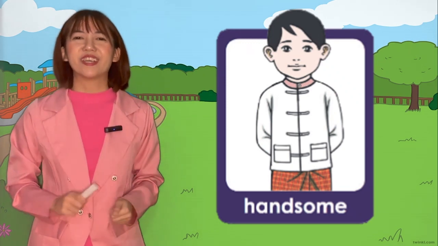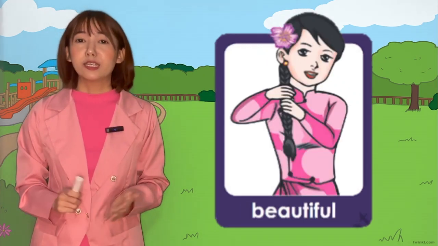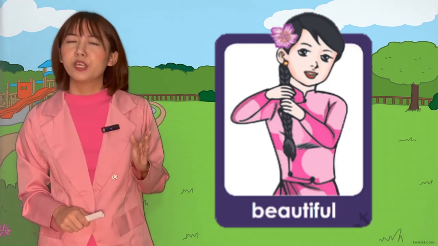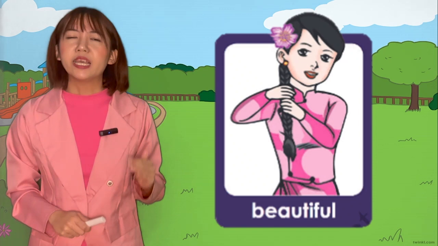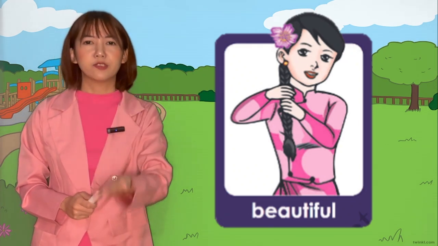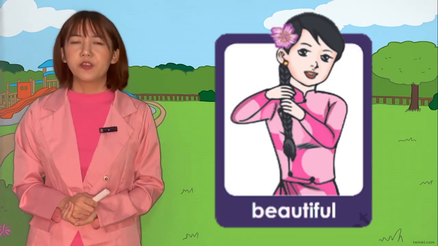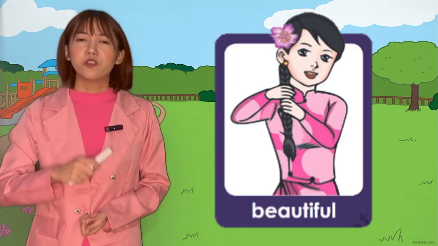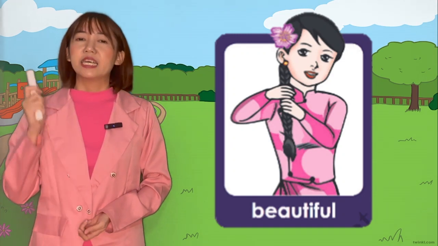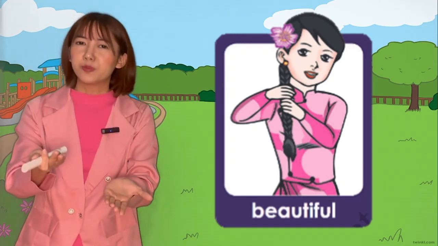Very good. Okay, so let's start with mother, right? This is my mother. He or she? She is beautiful. This is my mother. She is beautiful. Can you say that? Very good again. This is my mother. She is beautiful. This is my mother. She is beautiful.